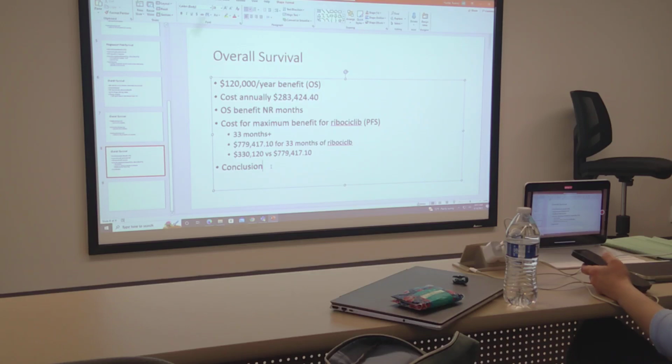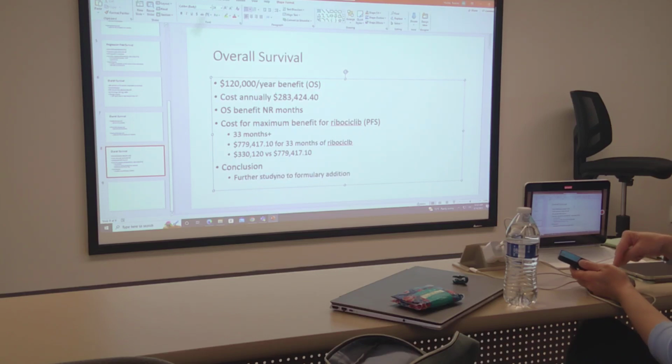So what's y'all's conclusion at this point? Further study or no to formulary addition? You can add it to the formulary study because you don't know the number of months you're getting benefit, so it could potentially be a lot higher than 30 months. There's a chance.